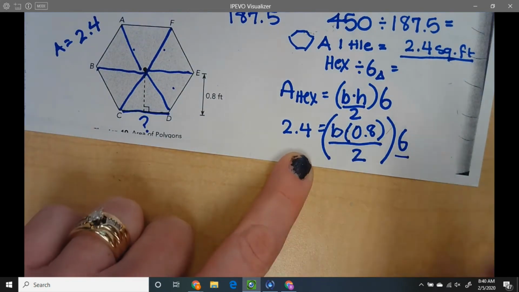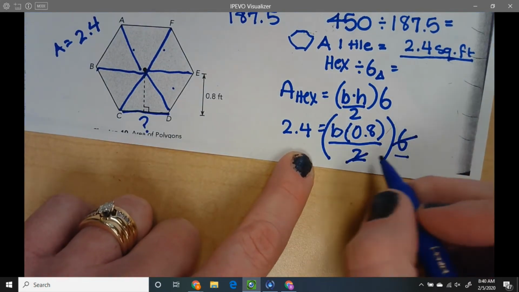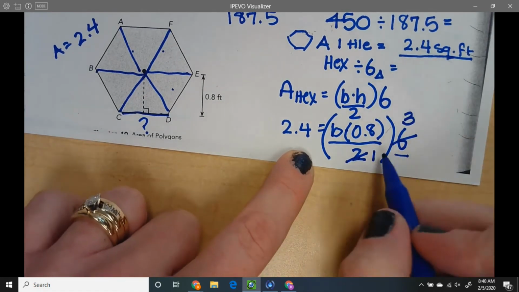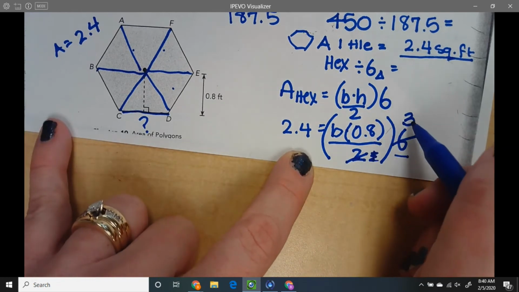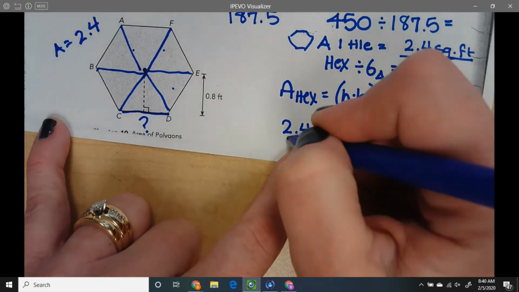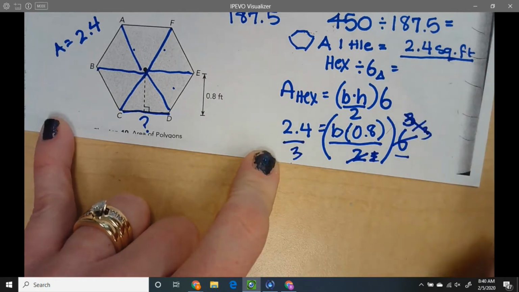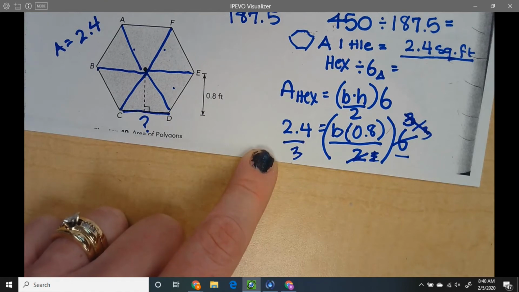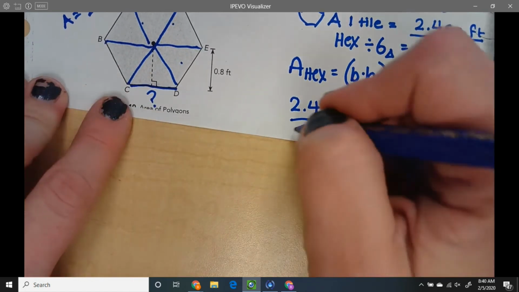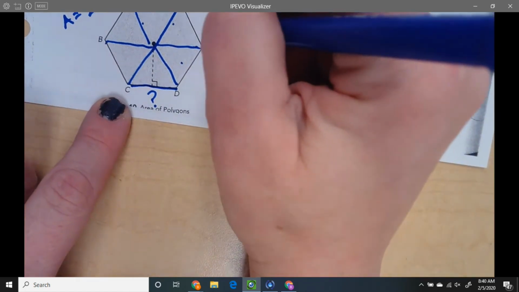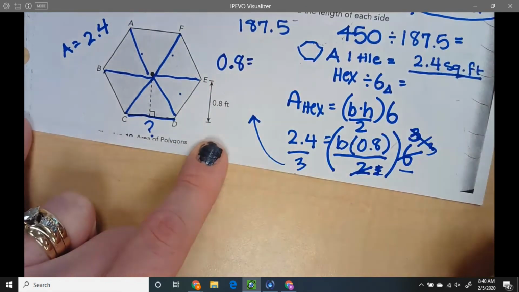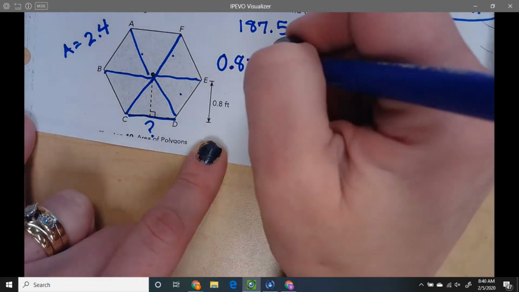Okay, so here I can even simplify this first. So 6 divided by 2 would be 3, and this would be a 1. So then I don't have to multiply by 2 first. So 2 and 4/10, and I would divide by 3, and divide this by 3. So 2 and 4/10 divided by 3, bring it up here, would be 8/10. And that would be equal to the base times 8/10.